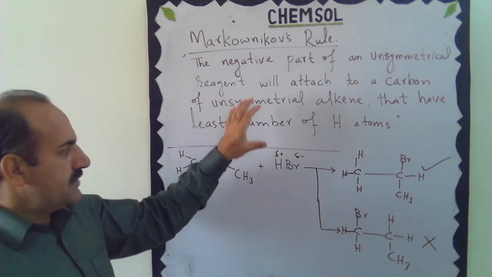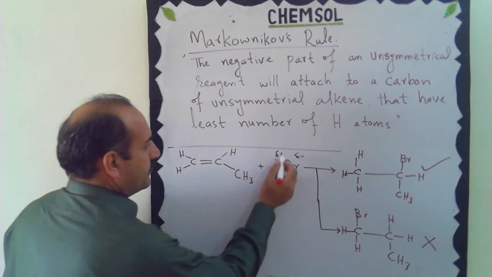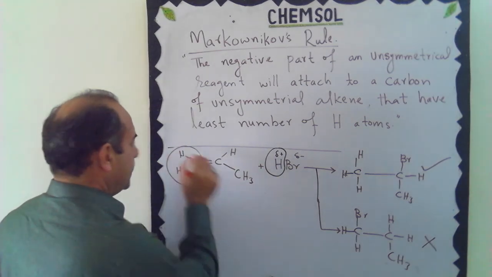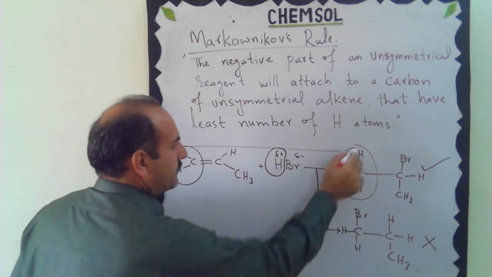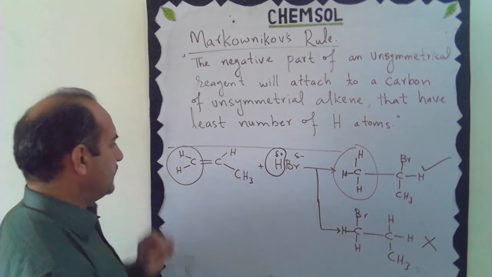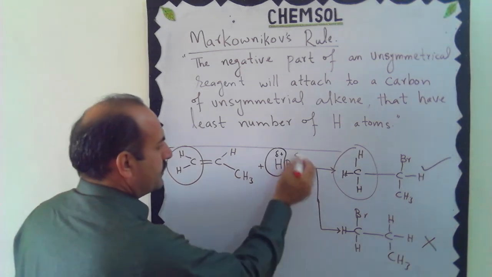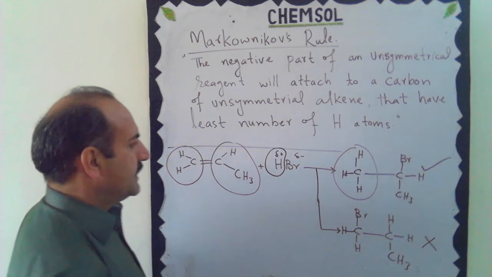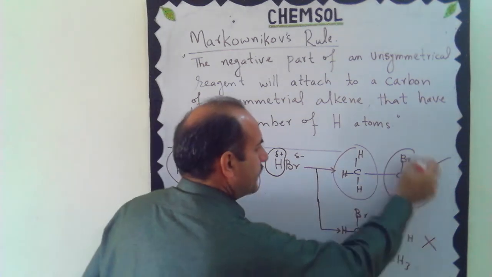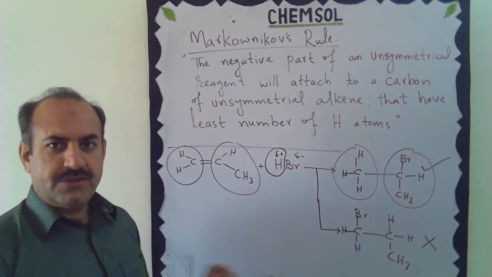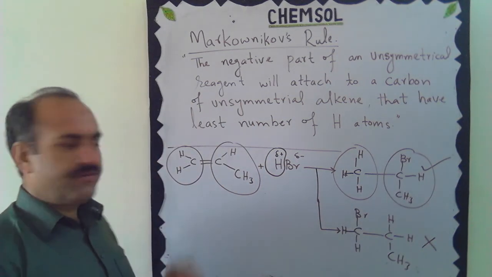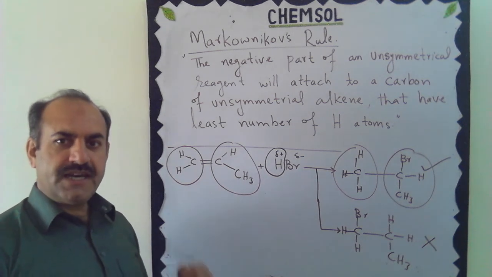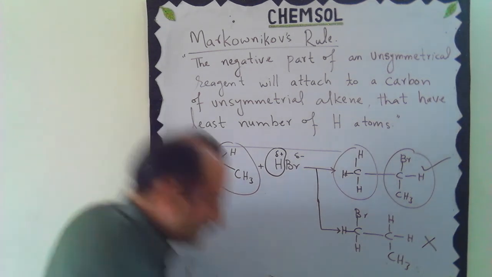Because according to this rule, the hydrogen which is partially positive attaches on that carbon atom which had more hydrogen atoms, while bromide, which is a negative ion, attaches on the carbon atom that had the least number of hydrogen atoms. I hope you understand the Markovnikov addition of an unsymmetrical reagent to an unsymmetrical alkene.